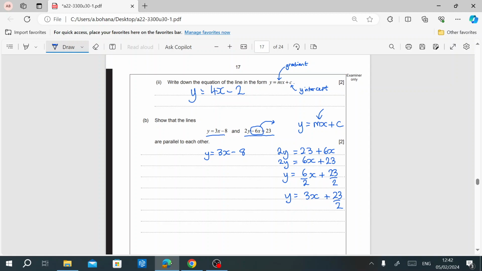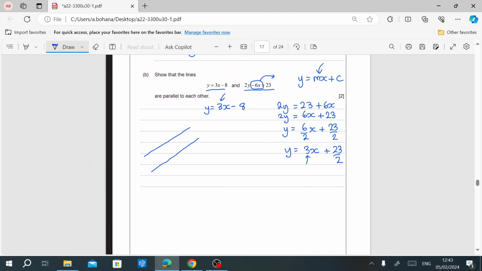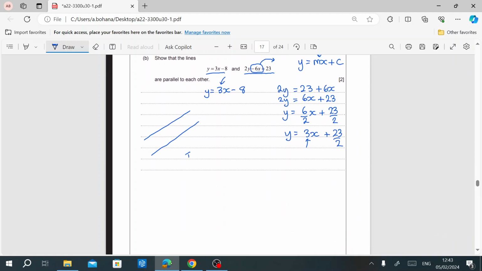So how do you know then that they are parallel? Well, all parallel lines have the same gradients because the slope is going in the same direction. And the number in front of the x must be the same. That's a 3 and that's a 3. And that is how you prove that they are parallel to each other. So the gradient in both is 3.